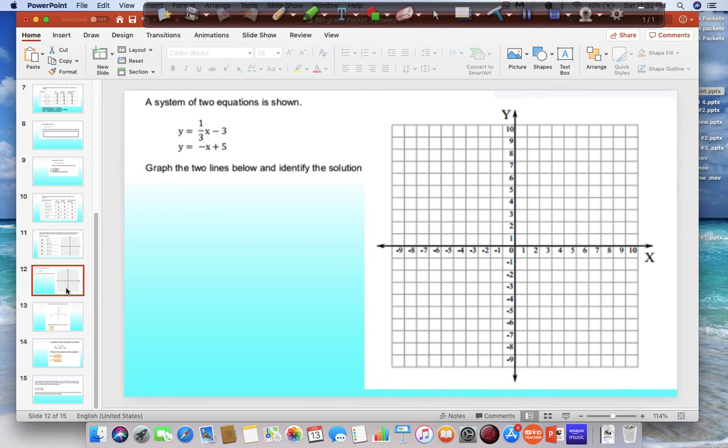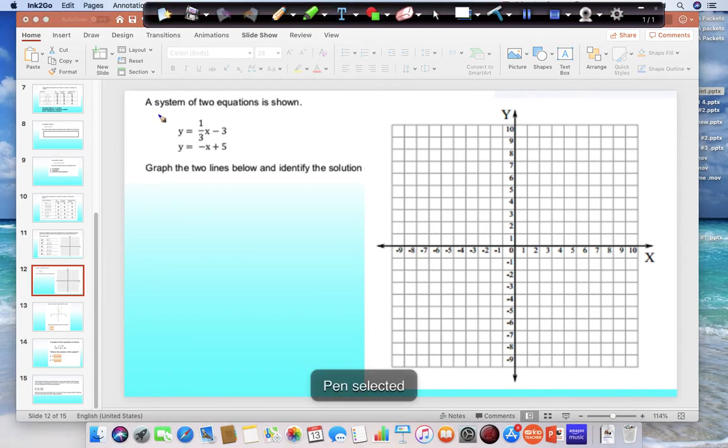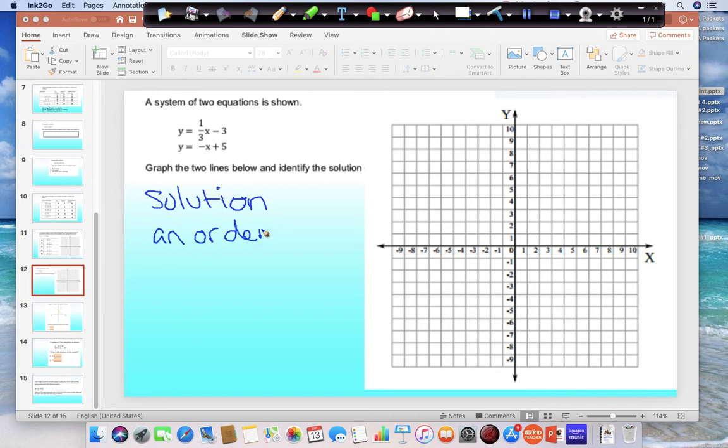We are almost done, just a few more problems left. Okay, it says a system of 2 equations is shown. Graph the 2 lines below and identify the solution. Remember, a solution of equations is going to be an ordered pair with an x value and a y value. Okay, this is our x and this is our y. So let's go ahead and graph these equations.